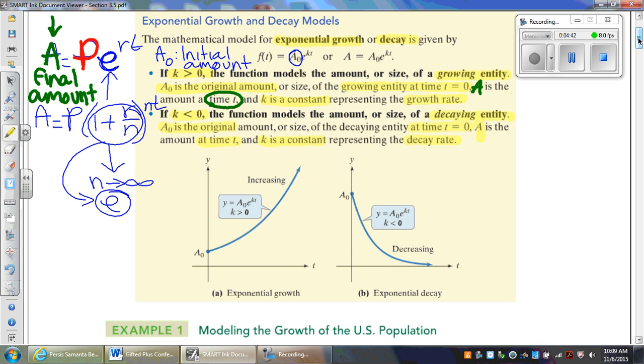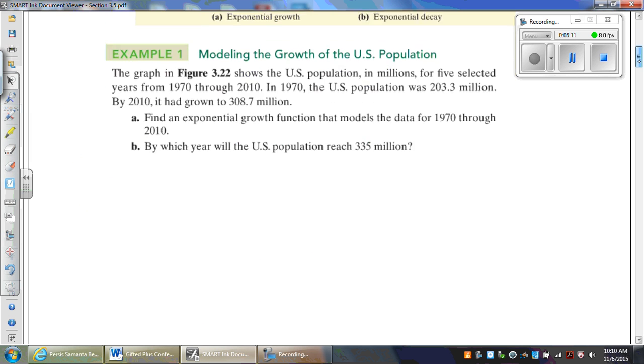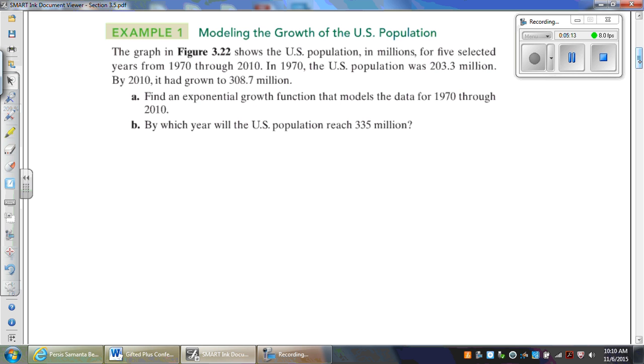And here you have a picture of both functions, one representing a growing entity, exponential growth. You can see here, this is the amount at time 0. And here we have exponential growth. On the other side, we have the initial amount, and then, because k is negative, less than 0, that will be an exponential decay. So let's go ahead and solve this problem here.